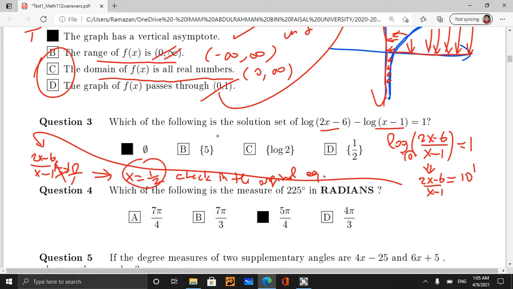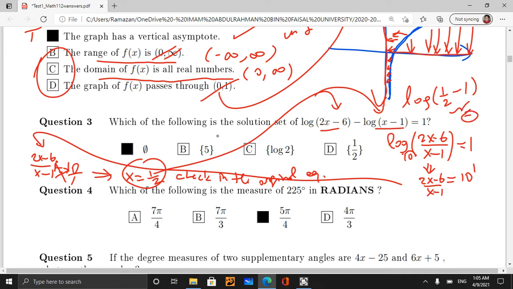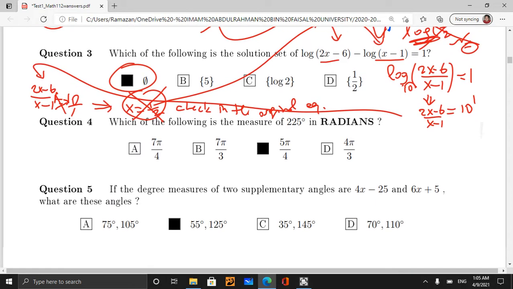When you check this here or here, for example in the second one, you will have log of (1 over 2 minus 1). So this will be a negative value. Log does not accept negative values. It will be undefined. So 1 over 2 cannot be a solution. So the solution will be the empty set.